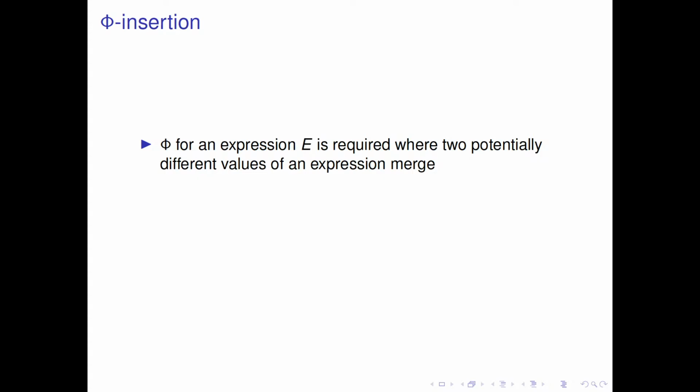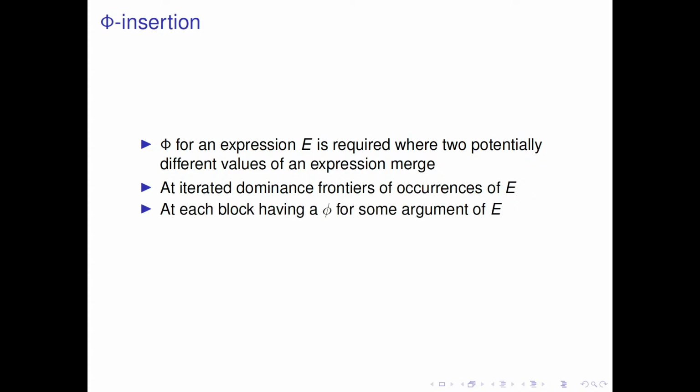So Phi for an expression E is required when two potentially different values of the expression merge. It's just like variables. Two different values of a variable merge, you introduce phi for the variable. Two different values for an expression merge, you introduce a Phi for the expression. Like variables, it also happens at the iterated dominance frontier. You also have to introduce it at each block having a phi for some argument of E.